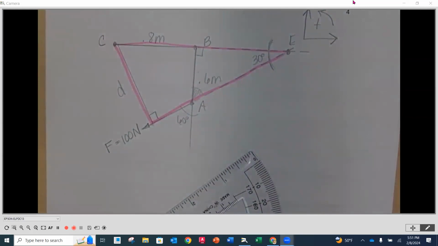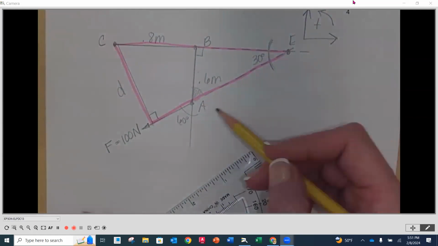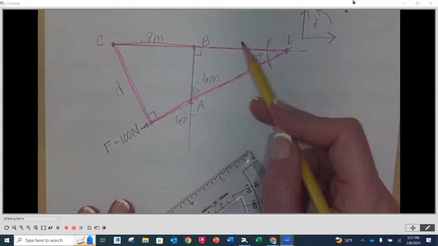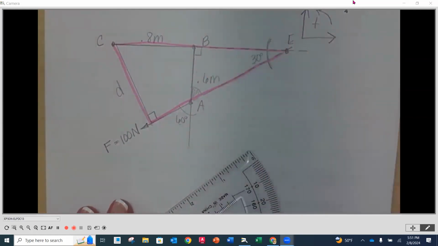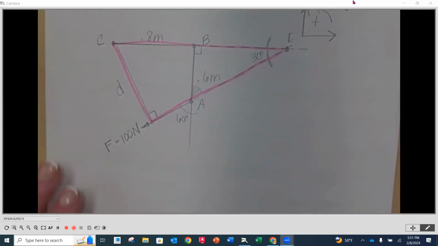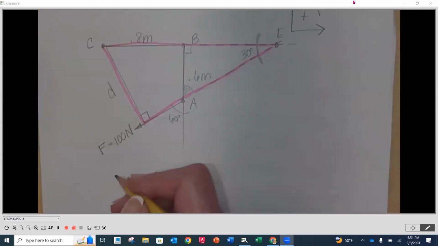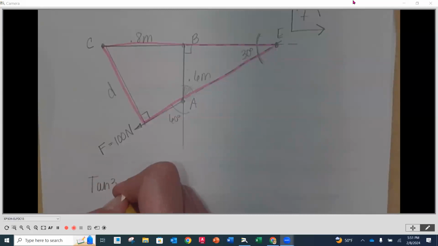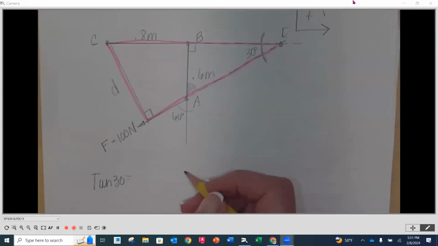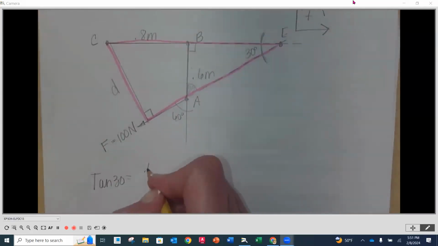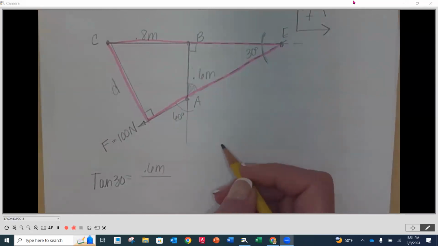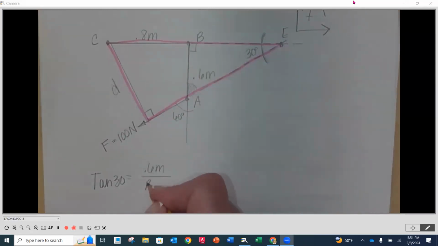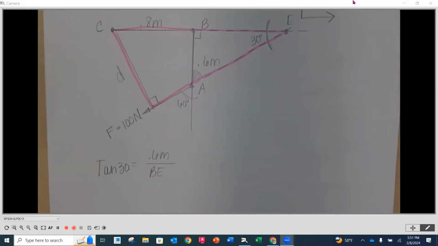No, not sine. Sine needs a hypotenuse. The hypotenuse is over here for this triangle. We need a leg. Tangent, absolutely. So we look here, we can say tan of 30 degrees is going to be equal to the side opposite, which is 0.6 meters, divided by BE, right? BE.